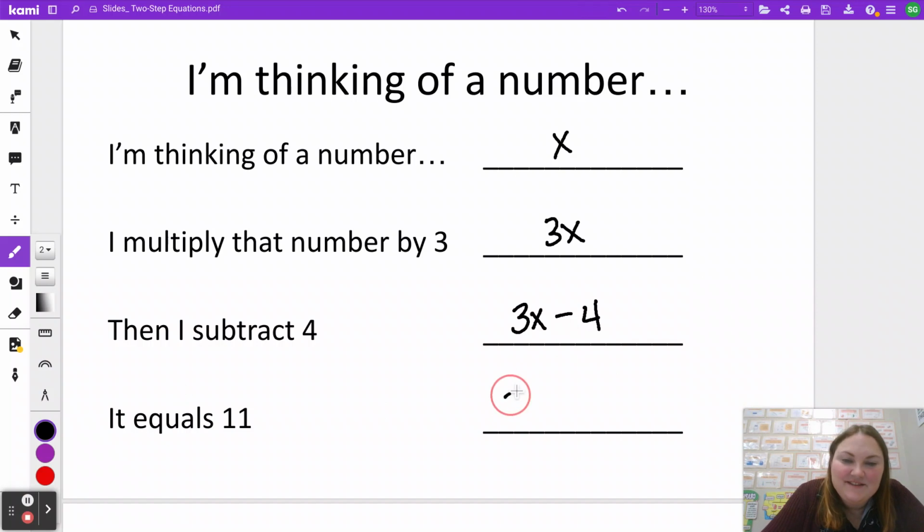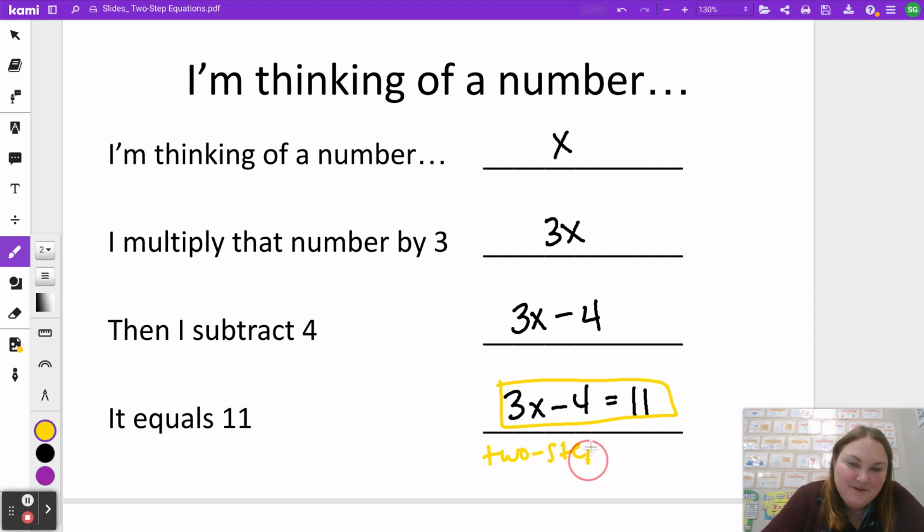So now we know that this thing I had earlier must equal 11. What we've just written right here is an example of a two-step equation. That is a two-step equation because there are two things I did to x. Remember, we multiplied it by 3 and we subtracted 4. And so to get x by itself, it means there's going to be two things I have to do to solve. And the way we're going to solve is like this, except going backwards.